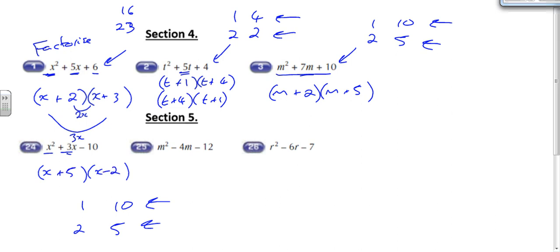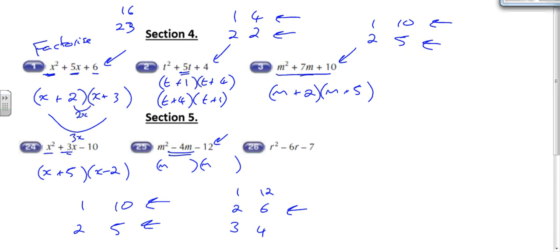That's it. Next, m squared minus 4m minus 12. So start off with, we're going to stick an m in that. Then what multiplies together to make 12? 1 and 12, 2 and 6, or 3 times 4. Which of those can we use to make minus 4m? Remember, it's minus 4m, so it's going to be this one.